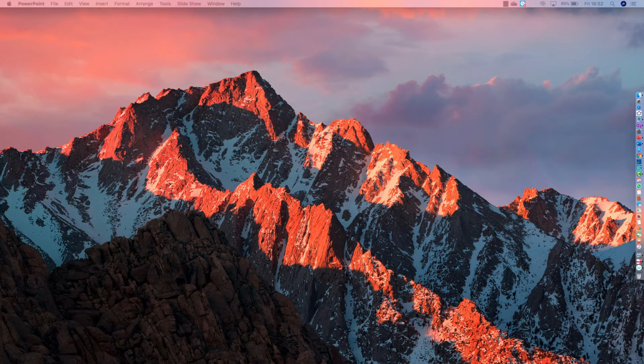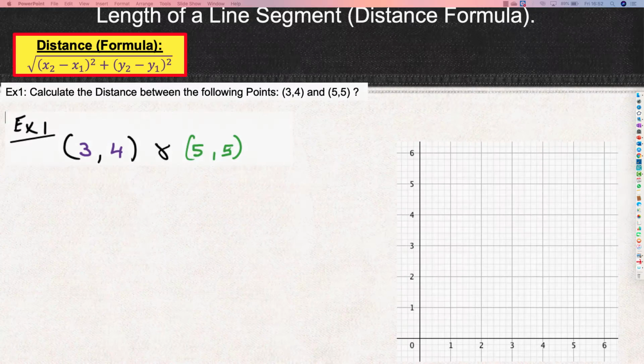Distance. So the next thing we're going to be looking at is distance. So, there is our distance formula. Once again, it's in our logbook, we don't have to know it. And literally the distance is calculating the length of the line between 2 points.